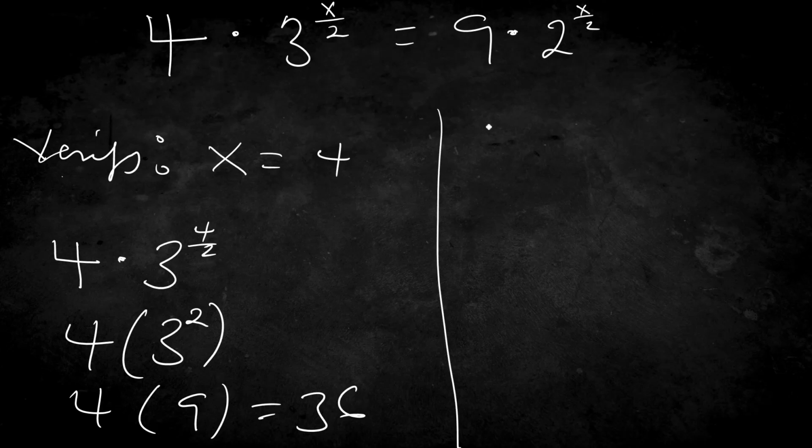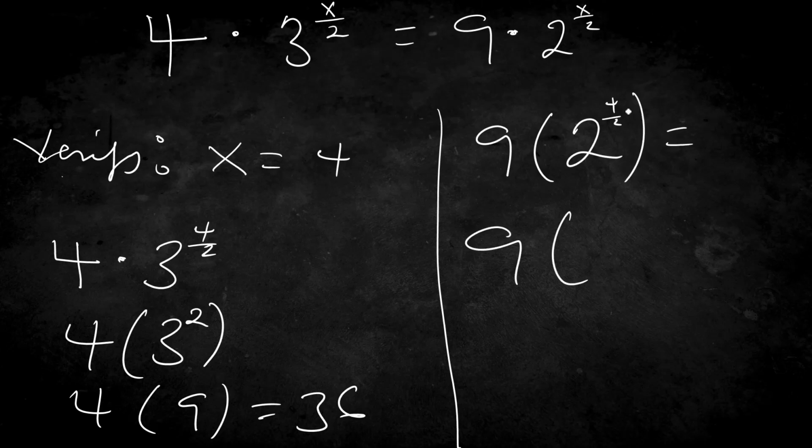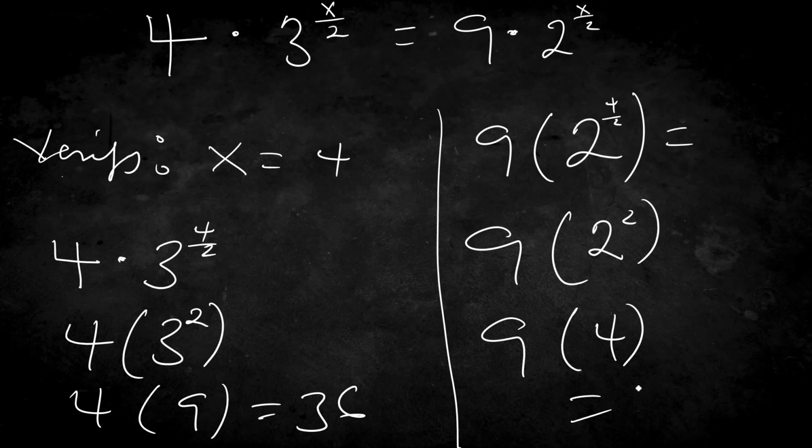Now let's look at the right hand side. 9 times 2 raised to x/2, and x is 4. So we have 9 times 2 squared. 9 times 4, which is 36. Hence correct.